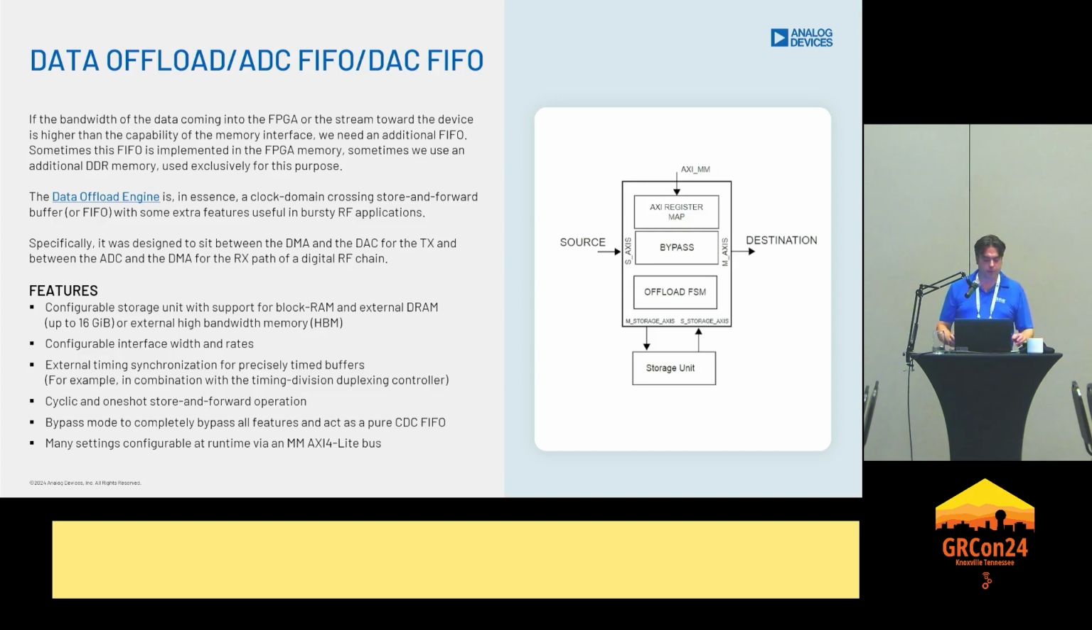Some of the features: it's configurable how big the FIFO is going to be, how much of your memory is allocated for that FIFO. You have an AXI interface. You can also bypass it. So, for example, if you have reduced the number of channels, the bandwidth is smaller, and you couldn't use the regular DMA, you can just bypass it.